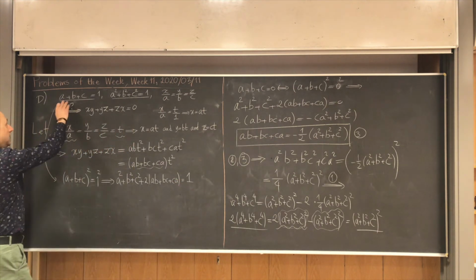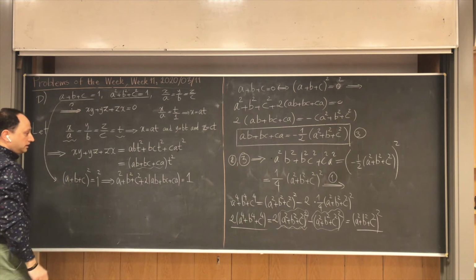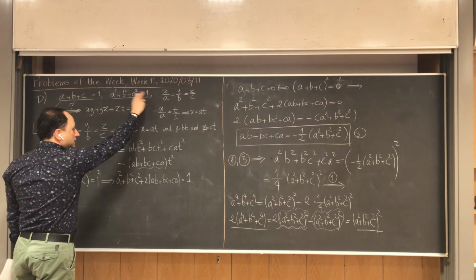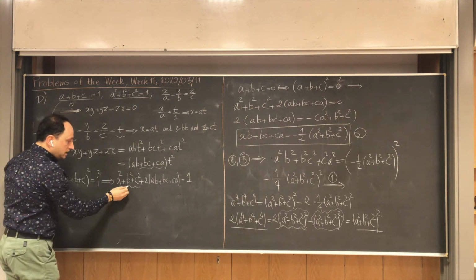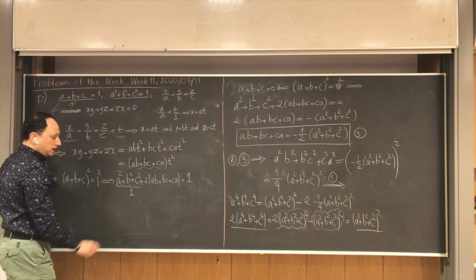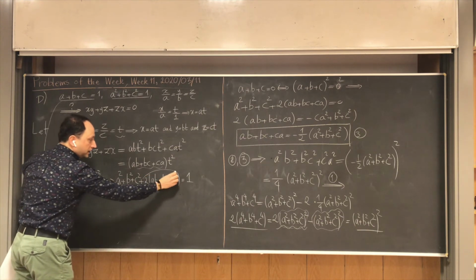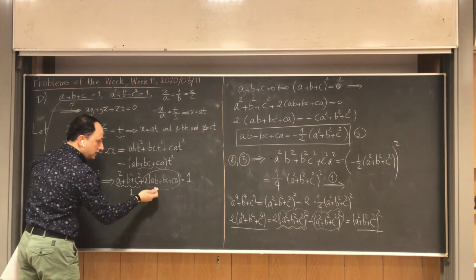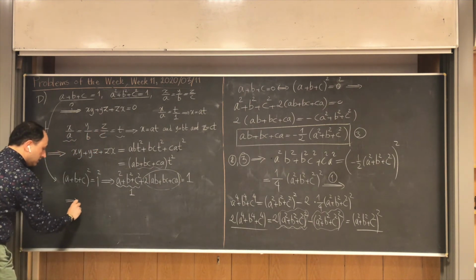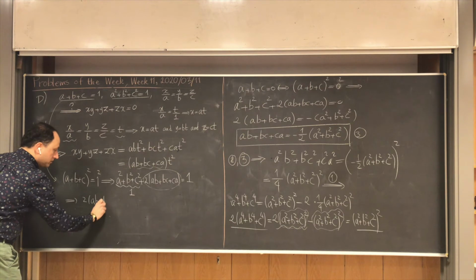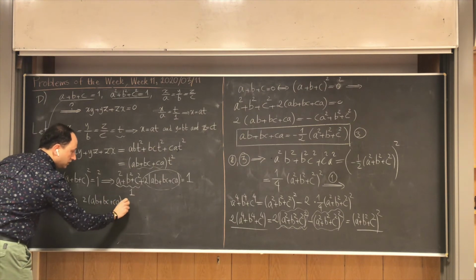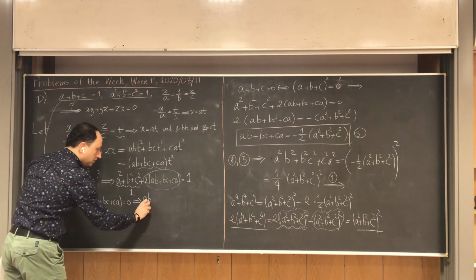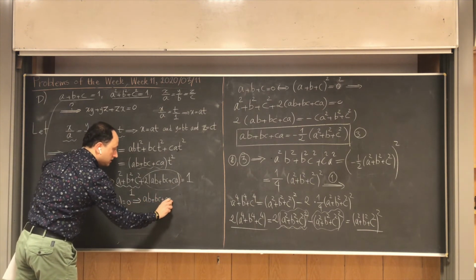But then look, a plus b plus c is given to be 1. So I use that fact: a squared plus b squared plus c squared is also equal to 1. So this expression is 1. Okay? 1 plus something is equal to 1, so it means that this expression is 0. So this implies that 2 times ab plus bc plus ca is 0. But this in turn means that ab plus bc plus ca is 0.